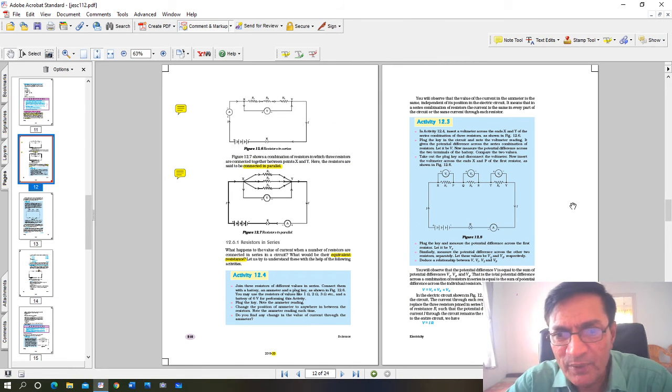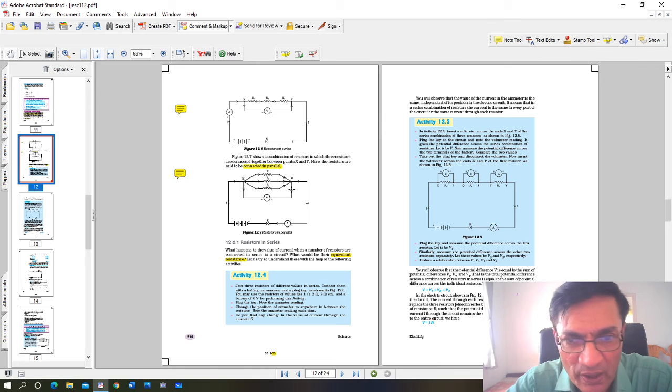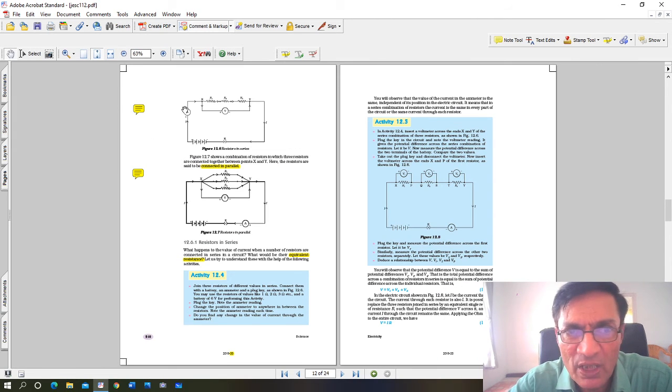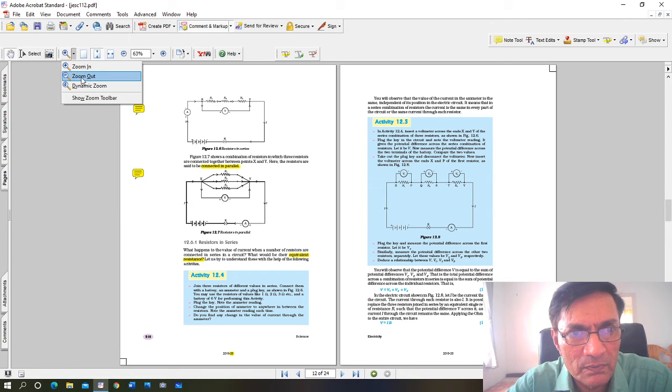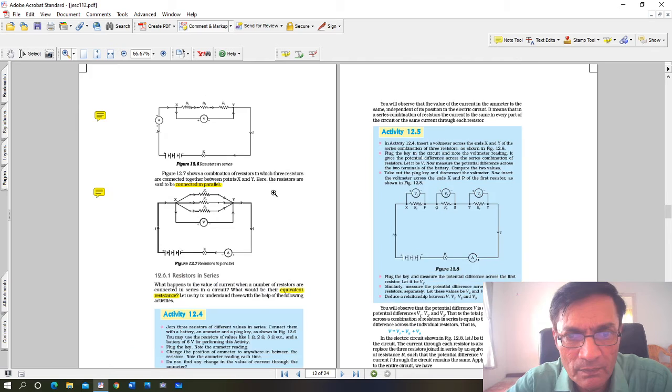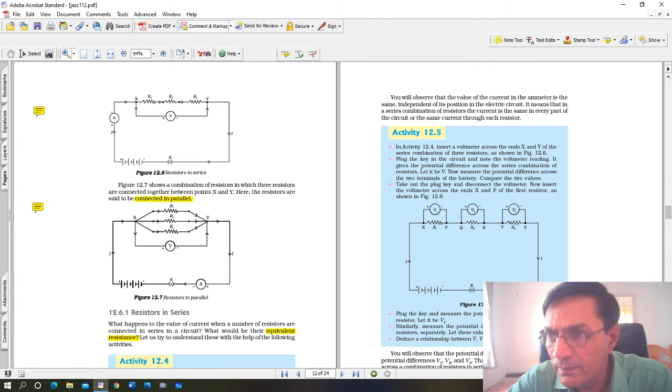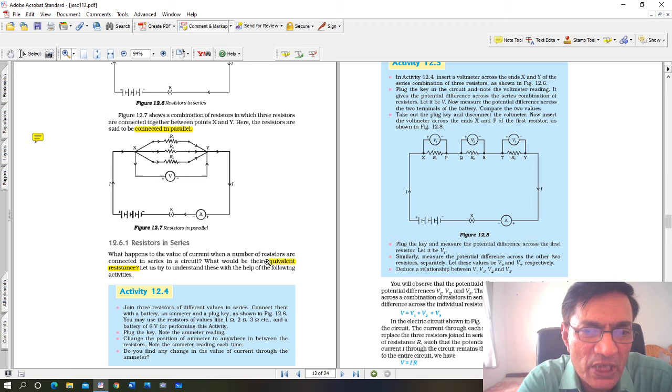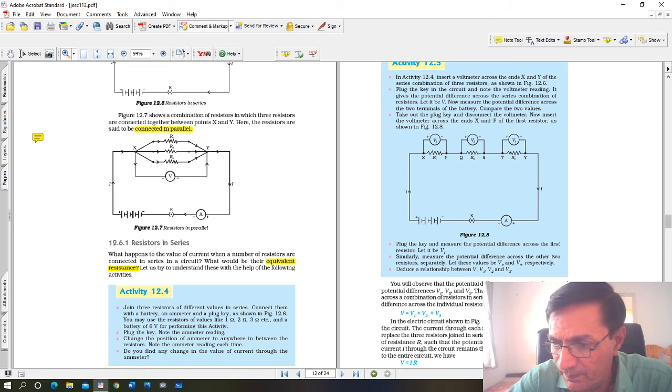Alright, so here you can see the resistors are connected in series. Okay, the first one in series, the second one in parallel. When these resistors are connected in series and in parallel, the equivalent resistance becomes slightly different. Now you can see in this one on the left hand side, okay, if they are connected in parallel, then the equivalent resistance will decrease slightly, right here.